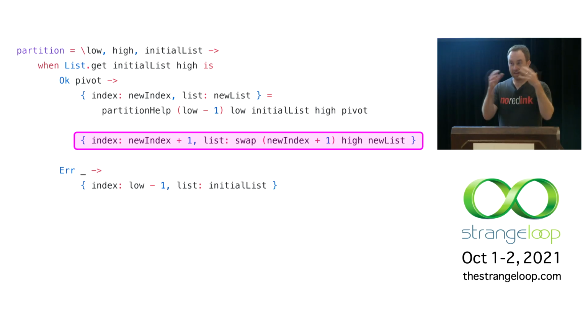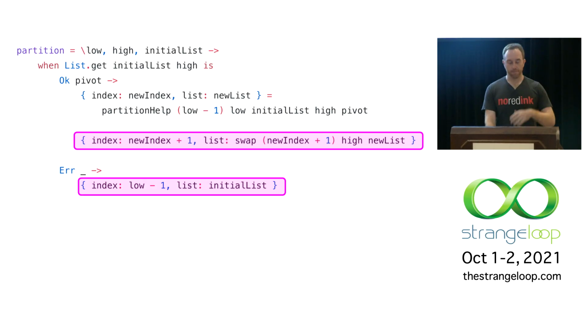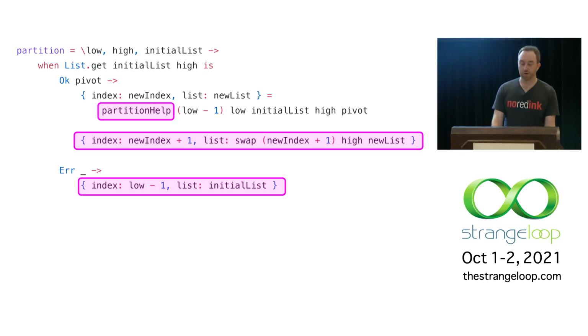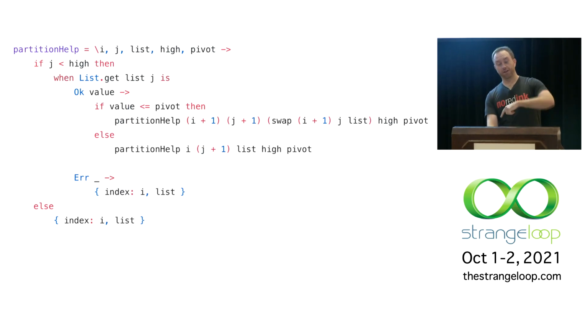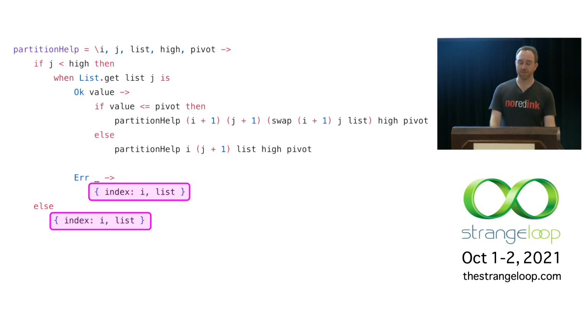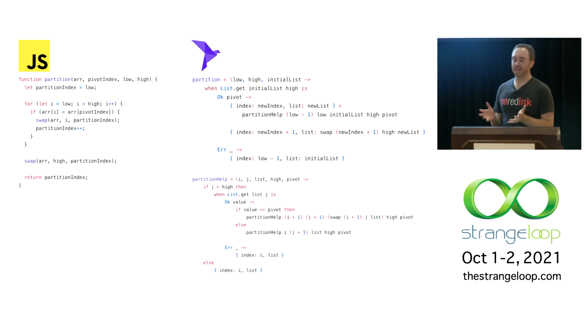Instead of incrementing that thing with plus plus, we're actually returning a record that has the new index plus one. The list is doing a full swap, which is semantically immutable, returning a new list. We're returning another record here. We're calling this partition help function, which is a whole other function, which is also returning records and calling itself, so it's recursive.